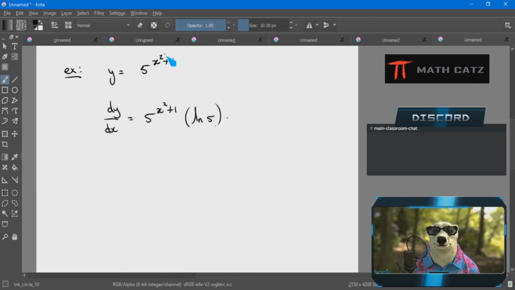Times, says the chain rule, the derivative of the inside something, 2x. People look at this and say, oh, you multiply 3 things, but the chain rule only has 2 things multiplied. What happened here? This is not the second part of the chain rule. It is part of the first part of the chain rule and the fact that I am working with a general base exponential function.